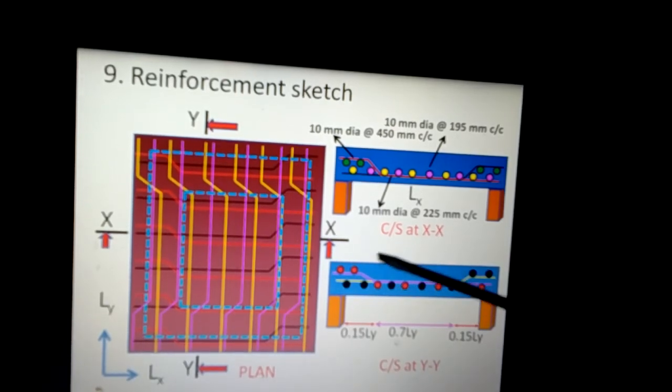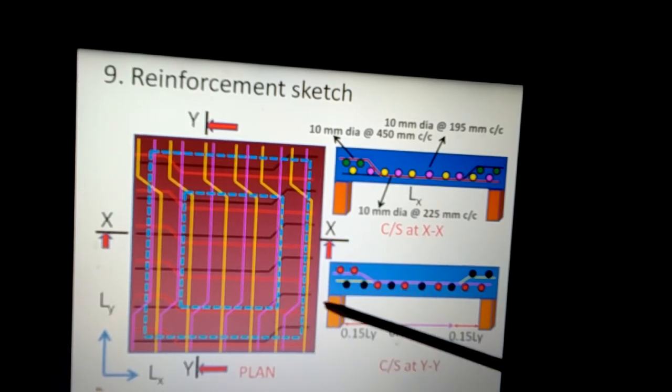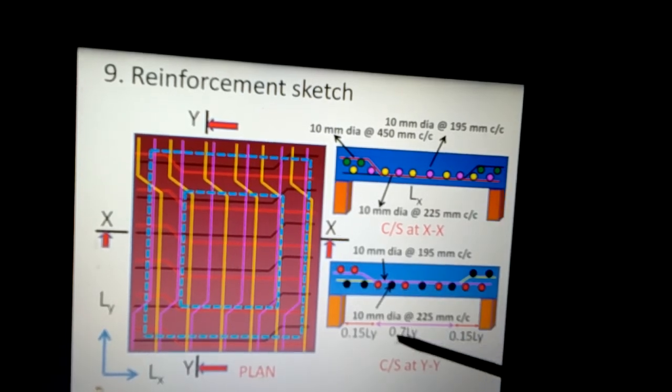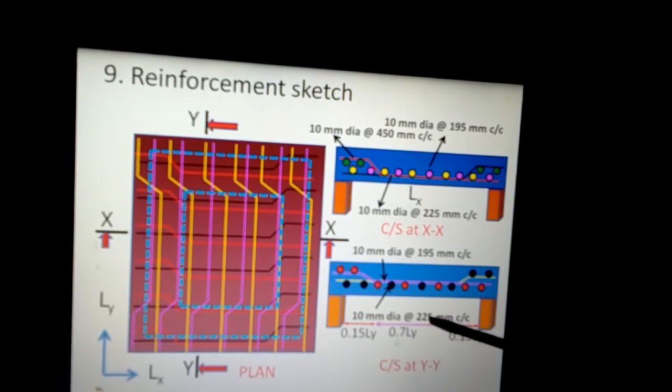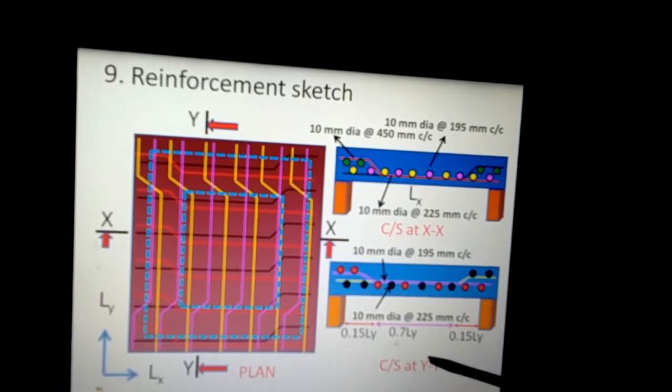So the red bar in the Lx span is visible here as circles. Again, to designate the slab reinforcement, we have to write the bar diameter and spacing. So this way we have two cross sections, one along the shorter span XX and one along the longer span LY section.